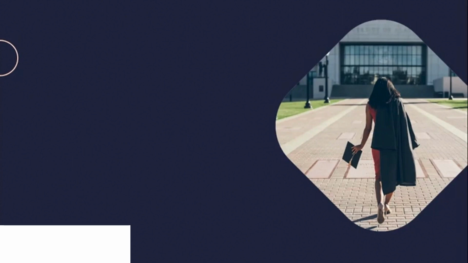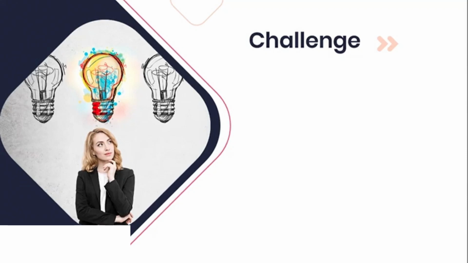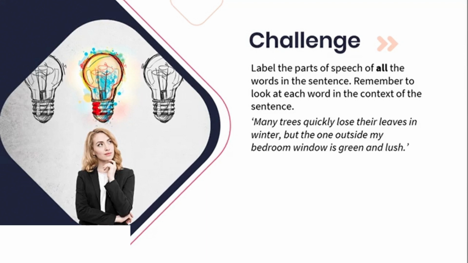Joseph Aoun once said, future-proofing your career is less about picking a safe job and more about constantly updating your skills. See if you can label the parts of speech of all the words in the sentence. Many trees quickly lose their leaves in winter, but the one outside my bedroom window is green and lush.